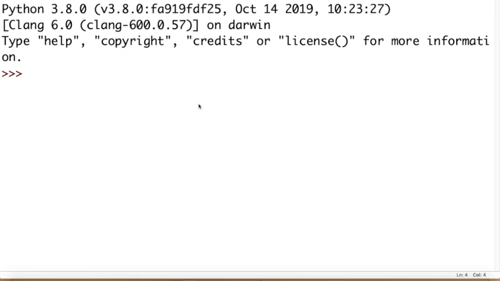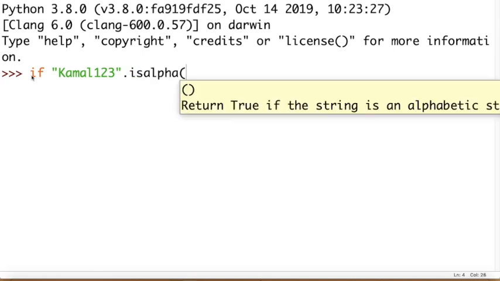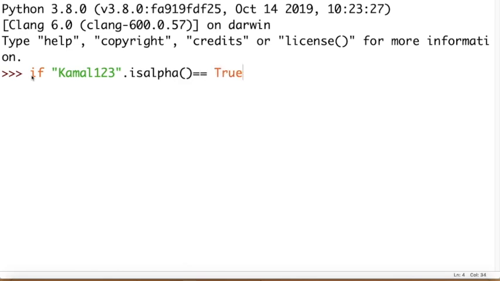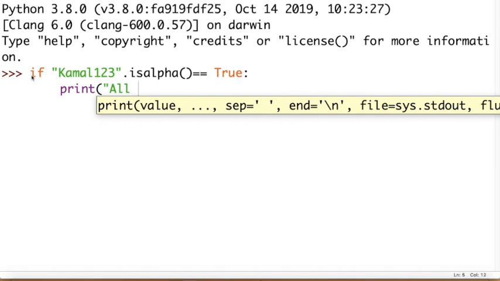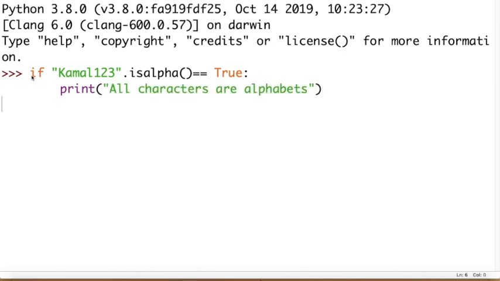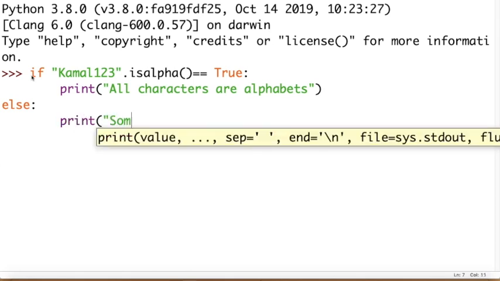Let us understand the use of functions related to strings with a few examples. The first function is isAlpha. So let us see the use of isAlpha. If a string like this isAlpha is true, then print all characters are alpha bytes, right? Else you print some are not alphabets.